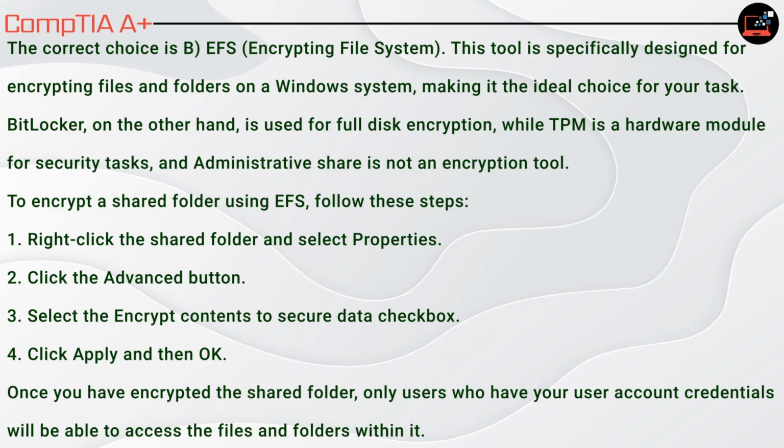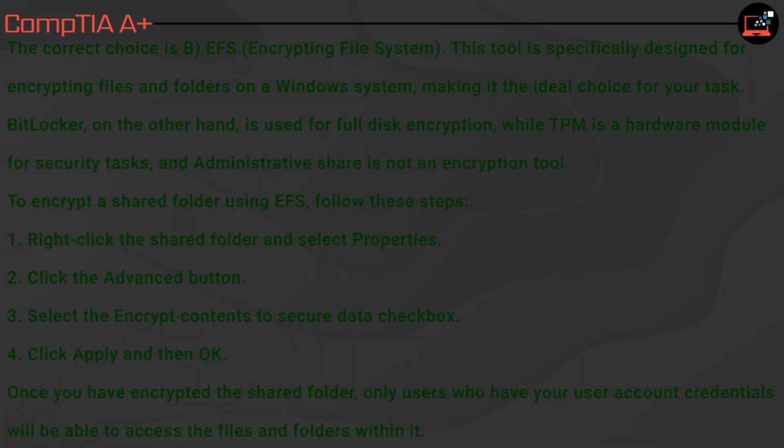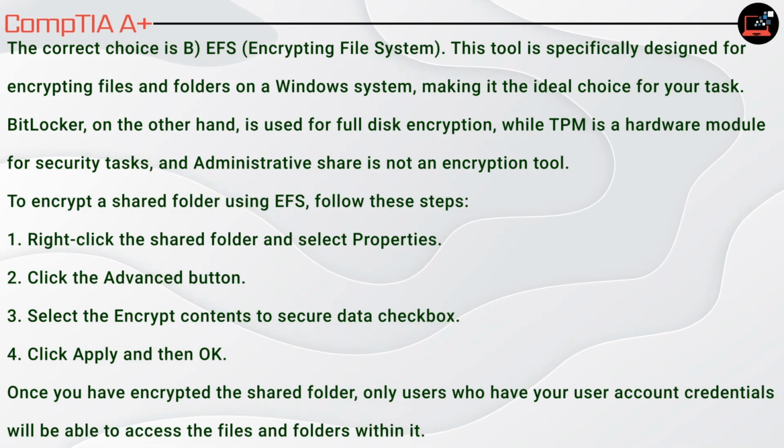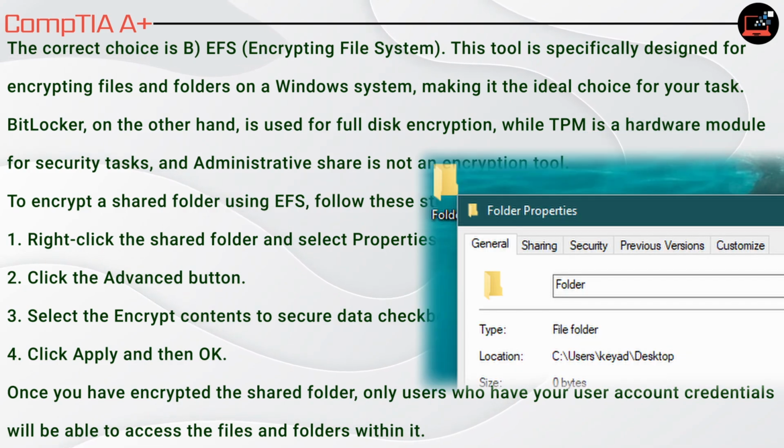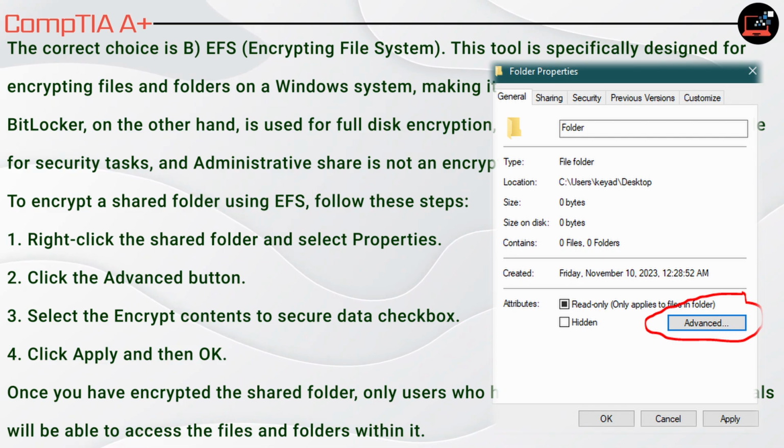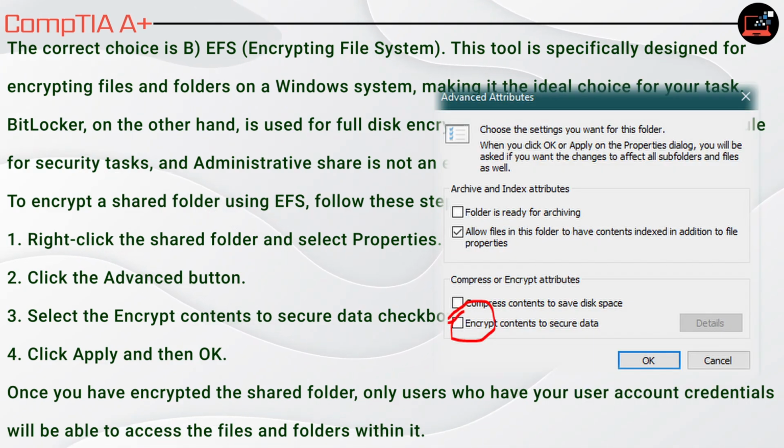To encrypt a shared folder using EFS, follow these steps. 1. Right-click the shared folder and select Properties. 2. Click the Advanced button. 3. Select the Encrypt Contents to Secure Data checkbox. 4. Click Apply and then OK. Once you have encrypted the shared folder, only users who have your user account credentials will be able to access the files and folders within it.